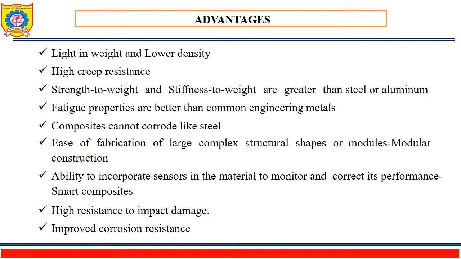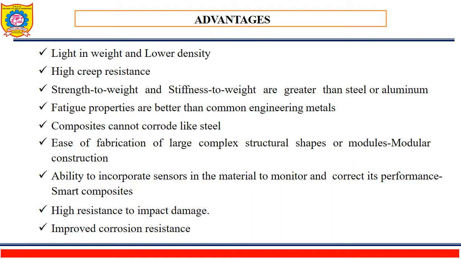Due to their various advantages, first of all, composite materials are light in weight and lower in density. Composites have high creep resistance. Composite materials have high strength to weight ratio and stiffness to weight ratio, greater than steel or aluminium. Fatigue properties are better than common engineering materials. Composites cannot corrode like steel.